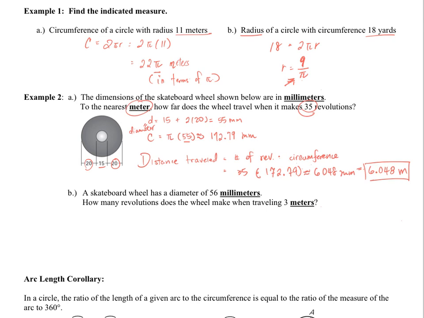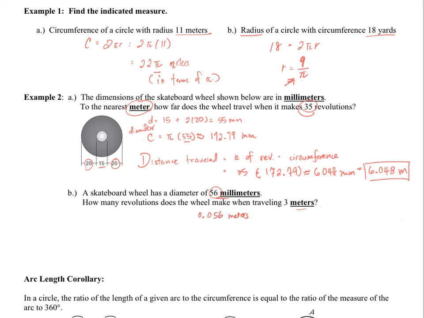Part B. A skateboard wheel has a diameter of 56 millimeters. How many revolutions does the wheel make when traveling 3 meters? So since we want it in meters, I need to convert 56 into meters, which is 0.056.